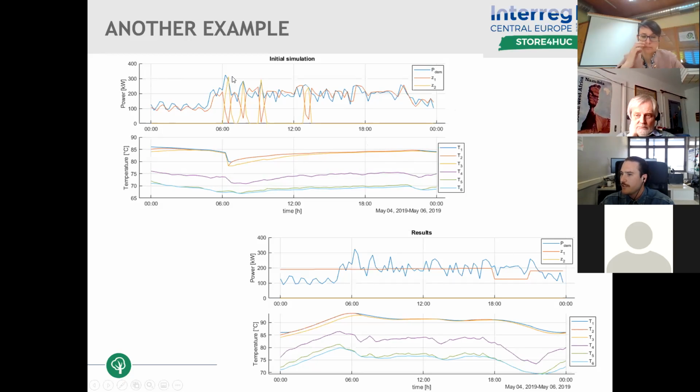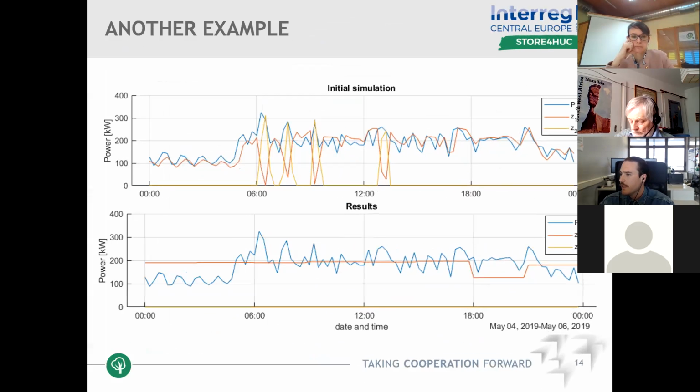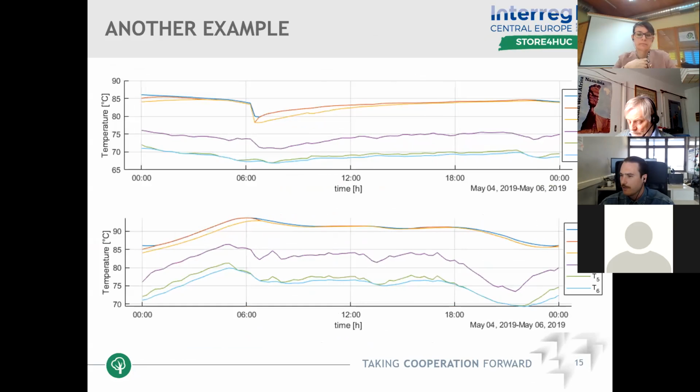And also you can see quite often changes in power, and turning off and on both heat sources, while optimization gives a result of more or less constant power just for one boiler, while the other is shut down. And this is just a closer look, and also a closer look at the temperatures. So if you have questions, comments, please ask.